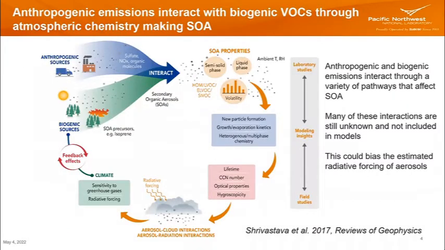This is just a figure from our Reviews of Geophysics paper that came out in 2017, where one of the main points is that we cannot think of biogenic sources separately from anthropogenic sources. You have biogenic VOCs doing their own thing, making SOA, and anthropogenic SOA being formed in its own respect, but in actuality, in the atmosphere, these interact together. There are a variety of pathways for the interactions between anthropogenic and biogenic VOCs. It could be through sulfate, NOx, but even interactions among organic molecules coming from anthropogenic and biogenic sources.